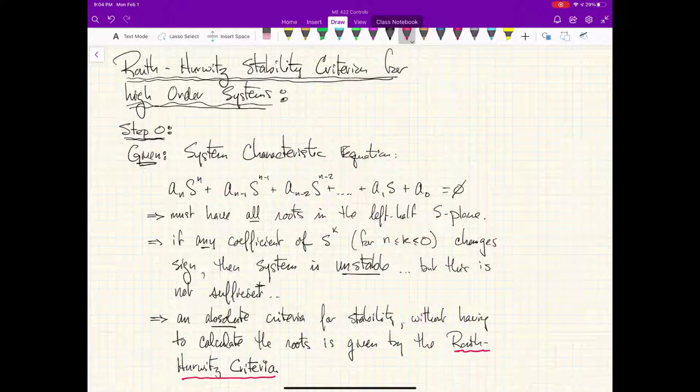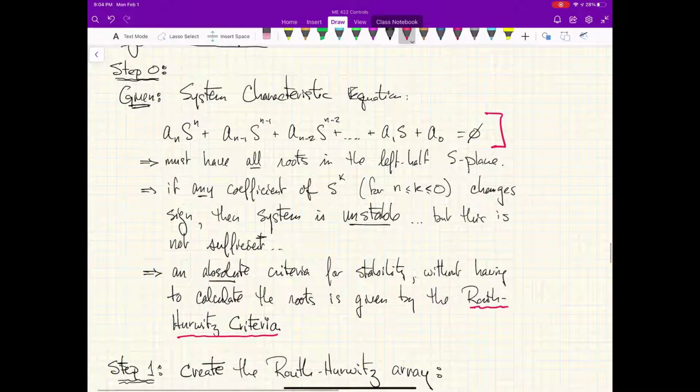Step number 0, once again, is to start with a characteristic equation. That's always the first thing we do. So in this case, of course, it's third order or higher. So I'm picking an arbitrarily high-ordered one, an nth order system. That means the highest power of s minus the smallest power of s is equal to n. So the smallest s must be s to the 0 and the highest must be s to the n, and that's what I've got right here. This is our arbitrary nth order characteristic equation. In order for it to be stable, it's if and only if all the n roots of that equation are on the left-hand S-plane.